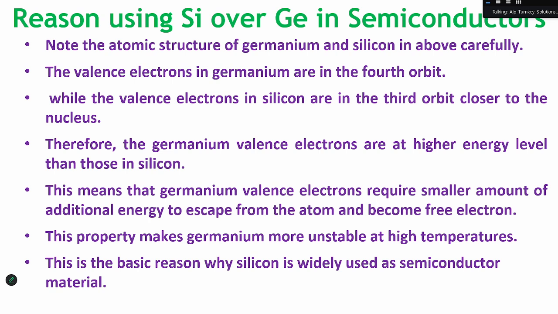Around 24% of silicon is available in the earth crust. That's why silicon is a good material for making our VLSI ICs. Okay, then the germanium.